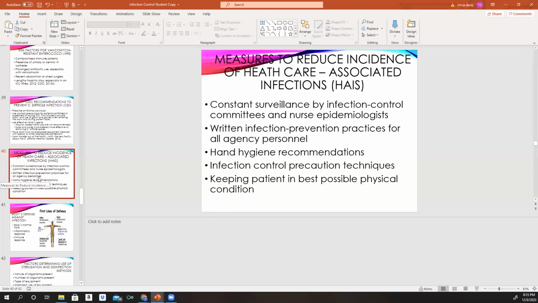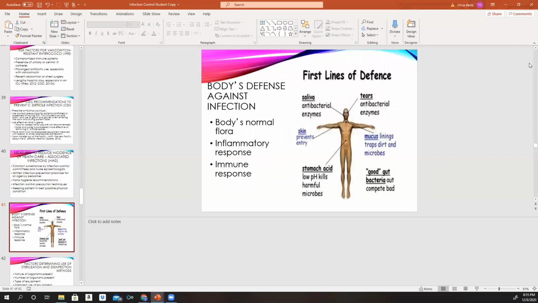We can have infection control precaution techniques, and then we want to keep the patient in the best possible physical condition so that they do not get a hospital-acquired infection. So this is just a good little slide here. It tells you about the body's defense against infection. How does the body fight it off?